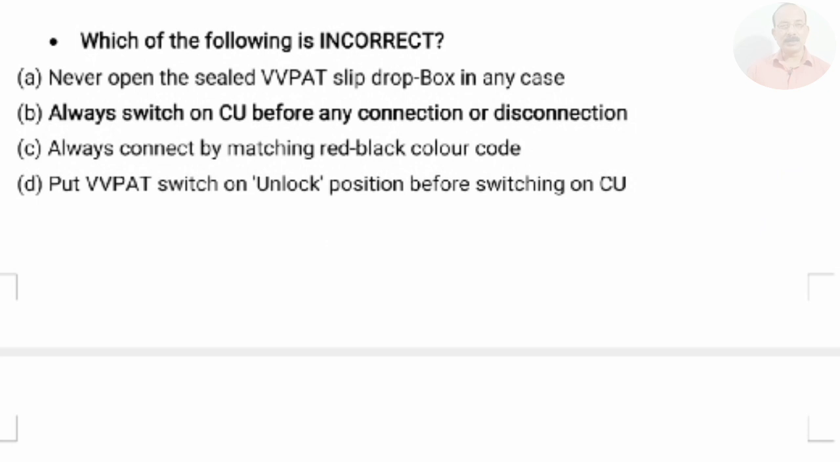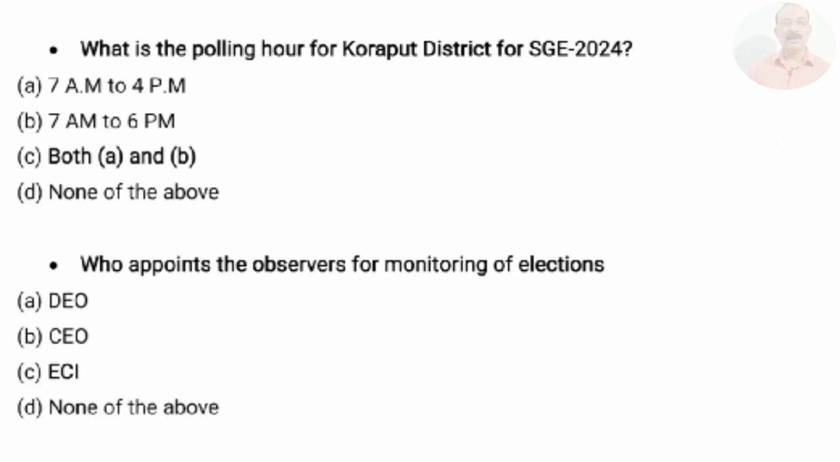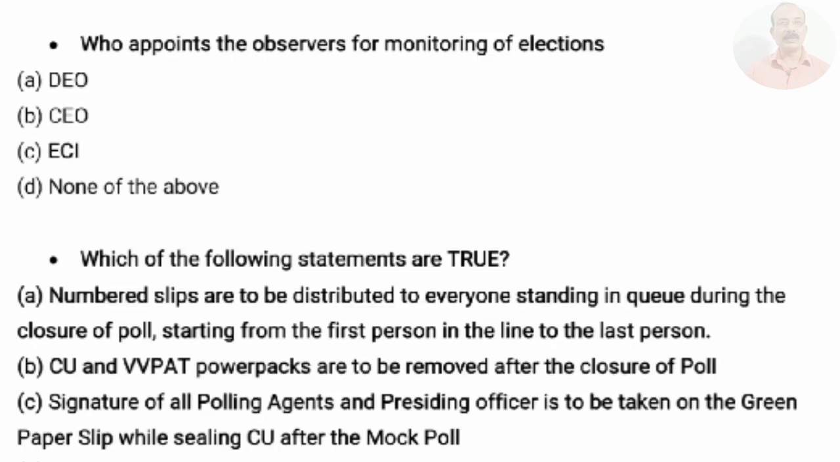Which of the following is incorrect? Option B, always switch on the control unit before any connection or disconnection. What is the polling hour of Koraput district for SG 2024? Both A and B, 7 am to 4 pm, 7 am to 6 pm. Who appoints the observer for monitoring of election? ECI, Election Commission of India.